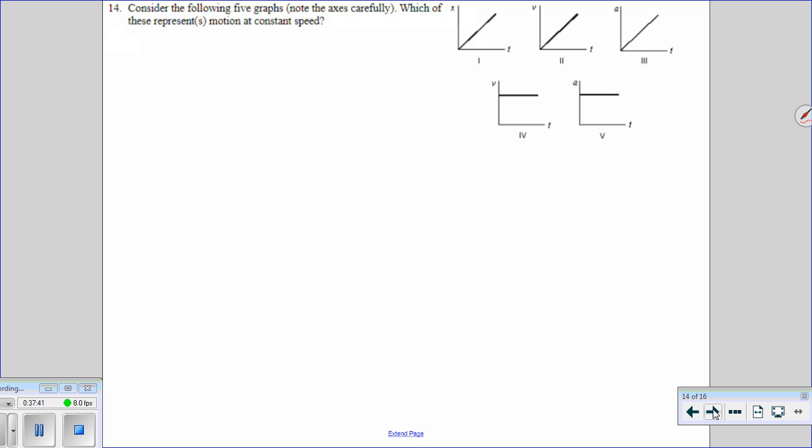Which one has a constant velocity or constant speed? This one is, because it's straight. That one, nope. I almost tricked myself. What would the acceleration graph have to look like? It would have to be 0.